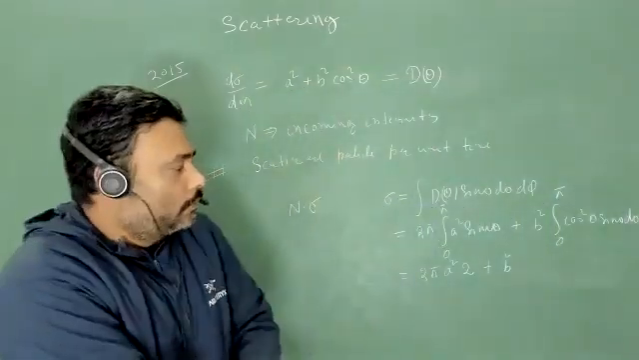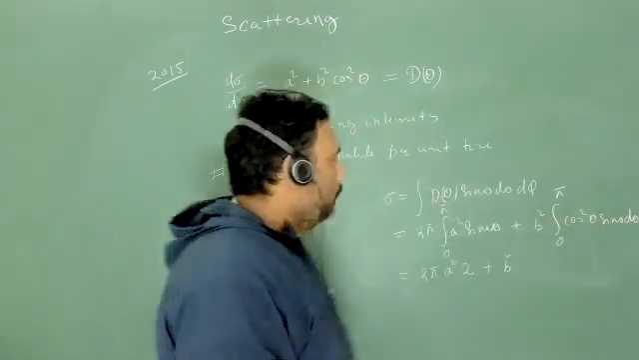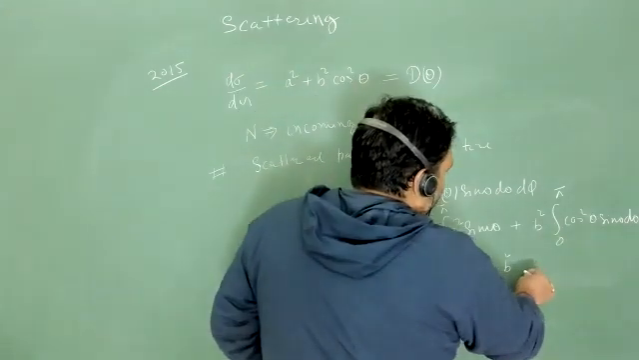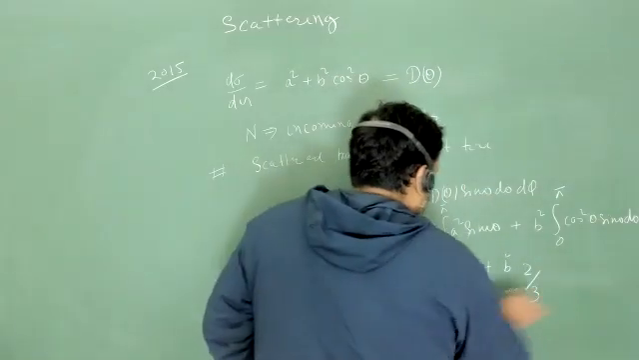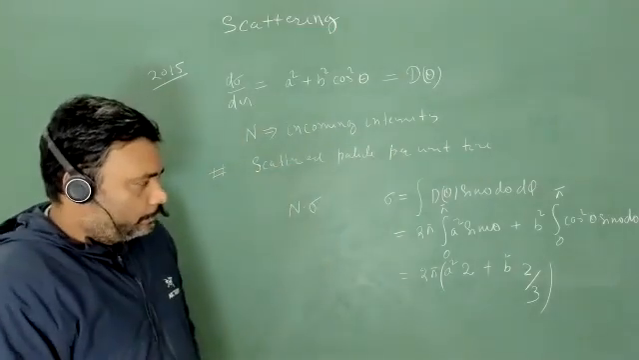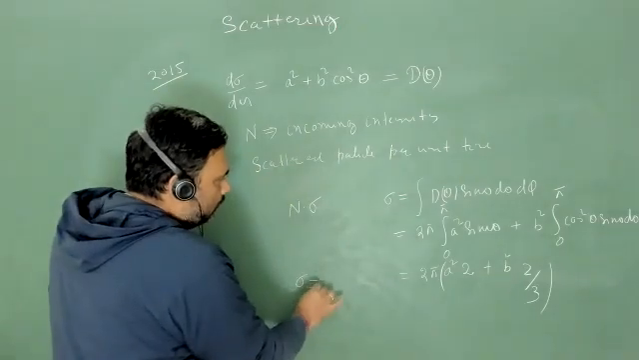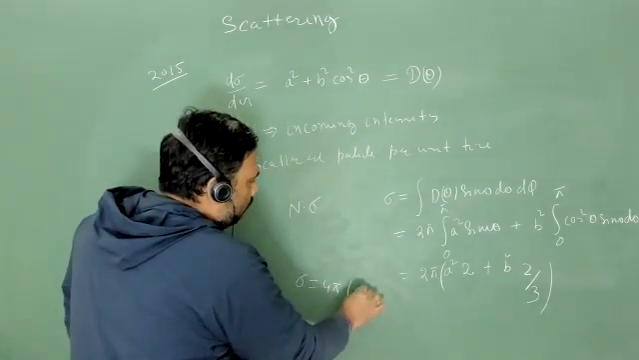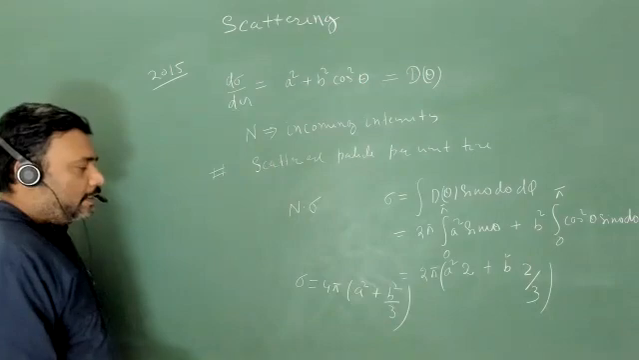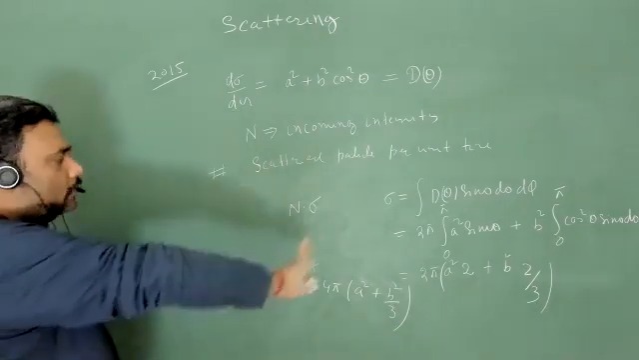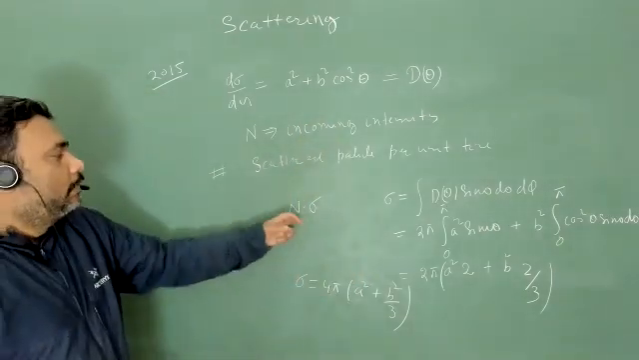क्या होगा इसका value? We can put cos theta equal to t, then sine theta d theta is dt, then you basically have this value as 2 by 3, isn't it? जस्ट चेक कर लीजिए होगा क्या. So your total scattering cross section is 4 pi a square plus b square by 3. So this is the total scattering, and the number of particles which are going to be scattered. If this is the incoming flux, then the scattered flux is nothing but n into sigma.